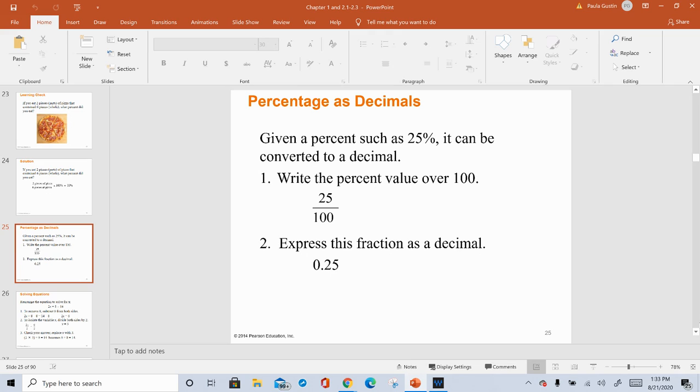Okay, so 25% can be converted to a decimal. You'd say 25 divided by 100, and if you plug that into your calculator, you'll get 0.25. But another way of thinking of it is that you can take the value and move the decimal place over.